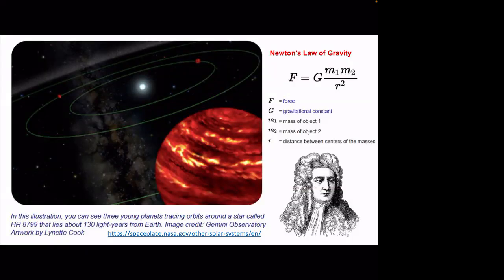This is an image from NASA, I think of an idealization of what it might be like for 3 planets traveling around a sun. Now, in most solar systems, especially those with just one sun, the sun is the most massive object in the solar system.